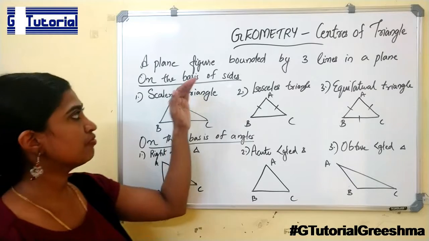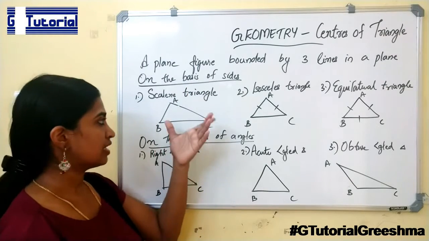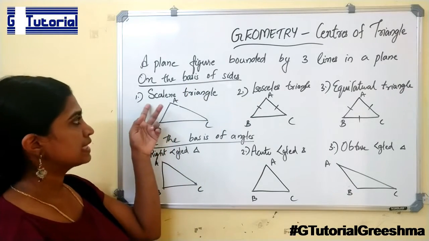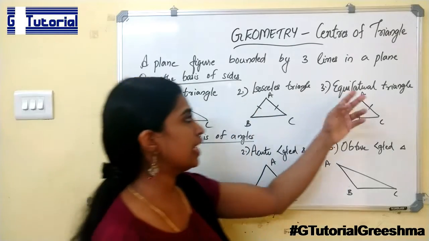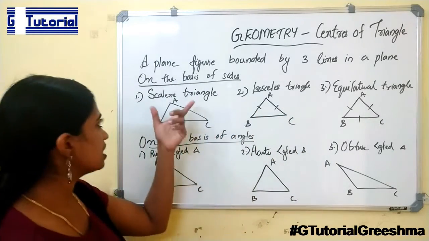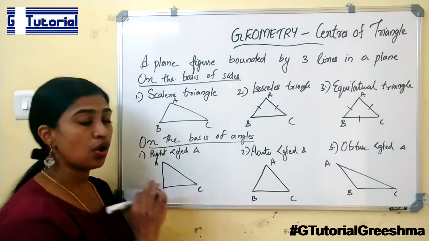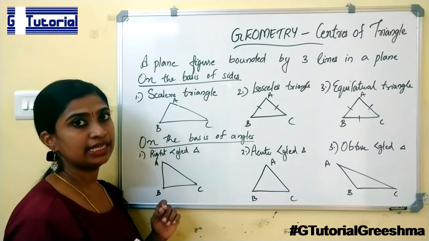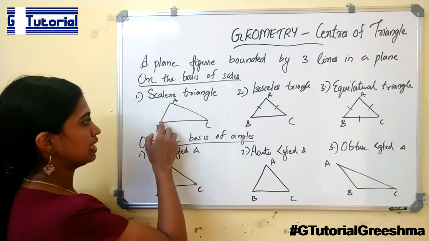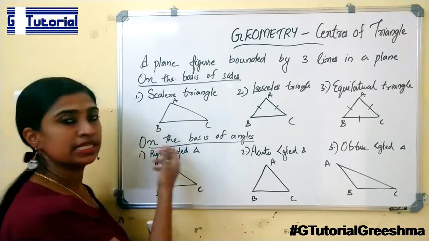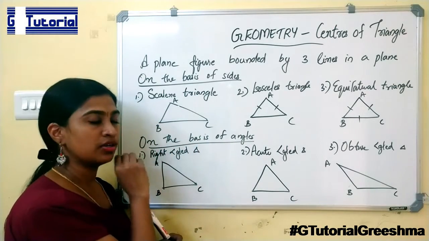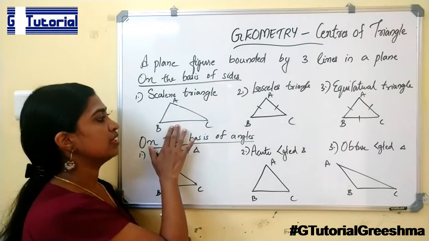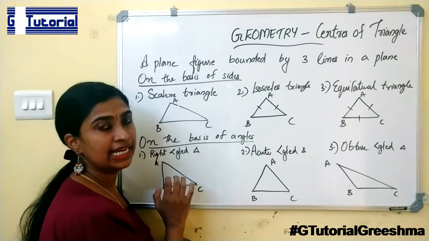Now, on the basis of sides, the triangles are classified as follows: scalene triangle, isosceles triangle and equilateral triangle. First, let us see what is meant by scalene triangle. If no sides of a triangle is equal, then such a triangle is called scalene triangle. In this case, ABC, AB, AC and BC, three sides are not equal. So, this triangle belongs to the category scalene triangle.